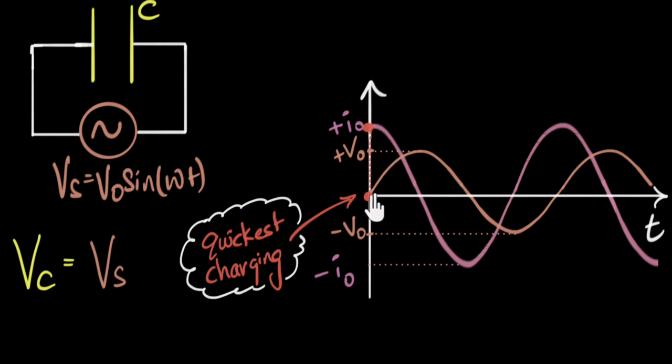So think about it. Even though the voltage is very low, it's changing very quickly. That's why you need a very high current. Does that make sense? And notice the current has already reached maximum. Voltage is yet to reach maximum. Current leads the voltage. All right.